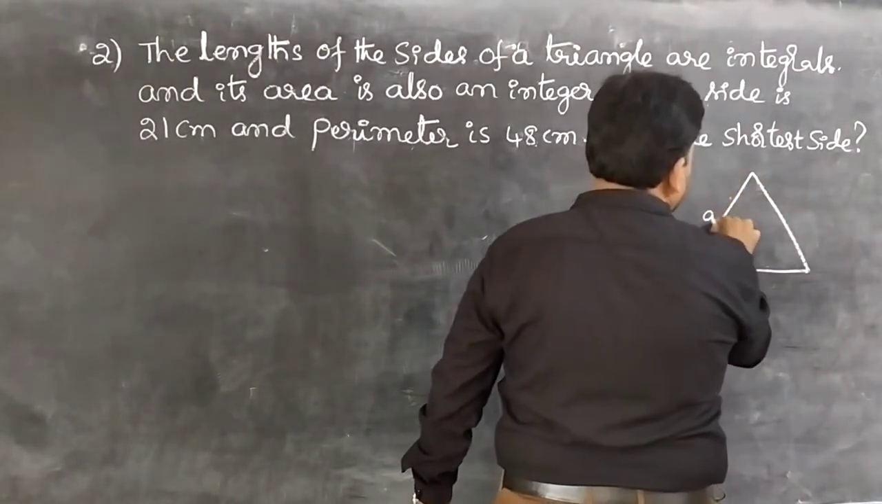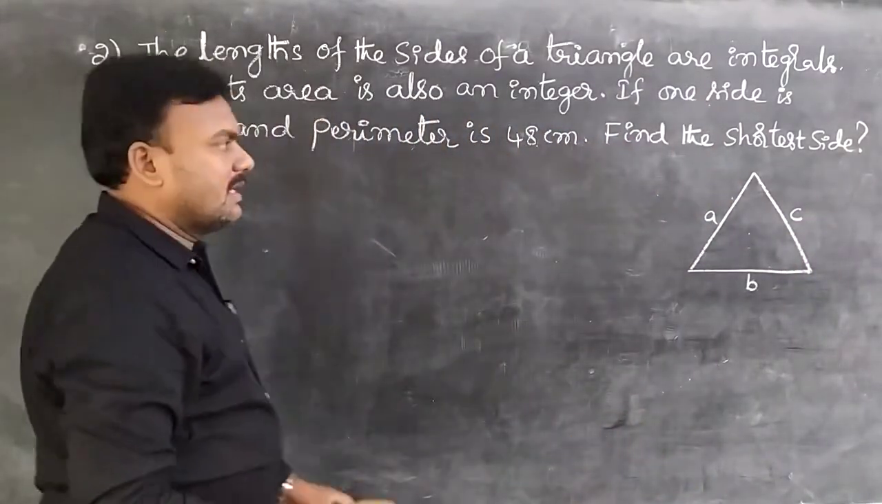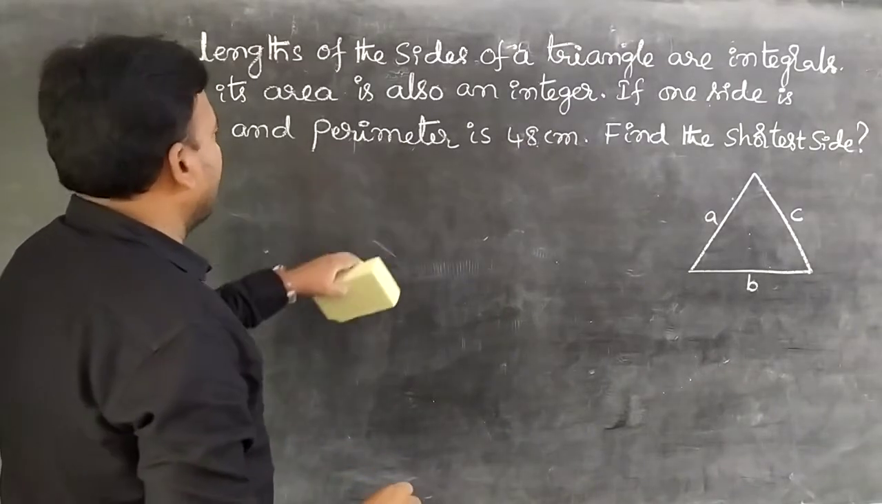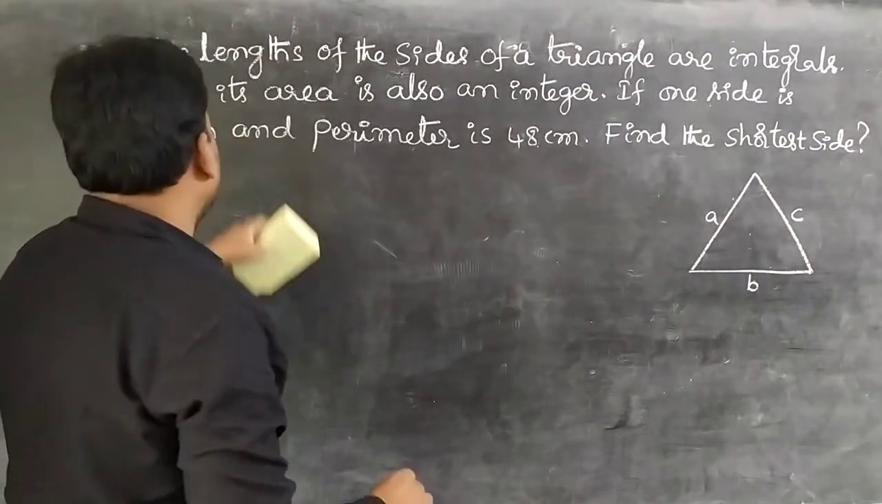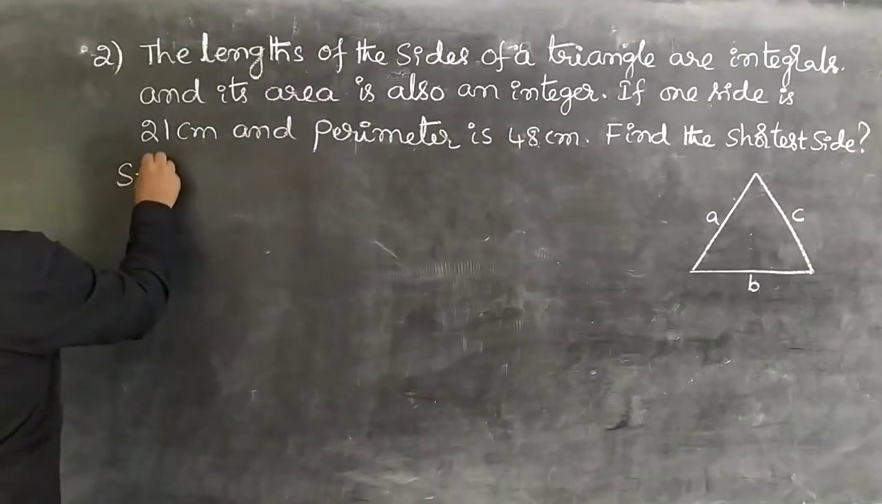So let me consider the sides are A, B, C. Isn't it? And also given here, perimeter equals 48. Next, one side equals 21 centimeters. Observe the solution carefully. Solution, given.